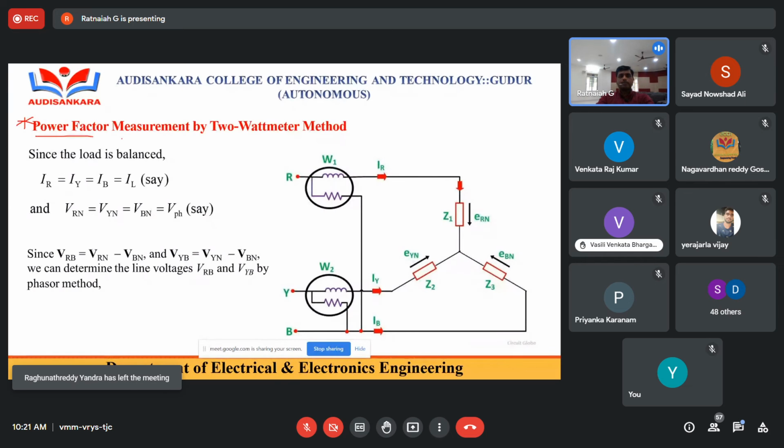Power factor measurement by two wattmeter method. Earlier I told the same wattmeter connection for a star connected network. So Z1, Z2, Z3 are the three phase impedances. Here I'm going to take VRN, VYN, VBN. So in that diagram I am going to replace this as VRN, this as VYN, this as VBN.